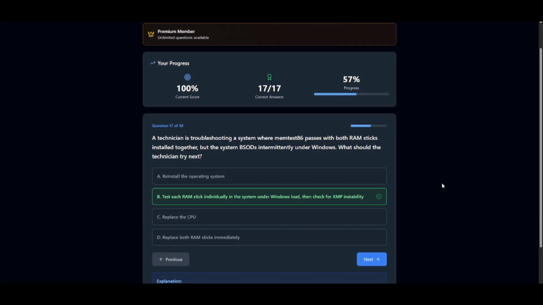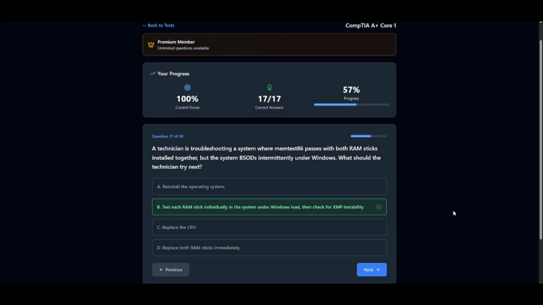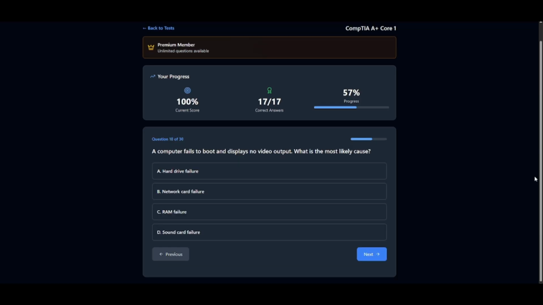For those of you who don't know, XMP stands for Extreme Memory Profile. It's a technology that lets you enable pre-configured RAM overclock settings in the BIOS so your memory runs at its rated speed instead of the default lower speed. Regardless, on most systems. Let's move on. Question number 18.